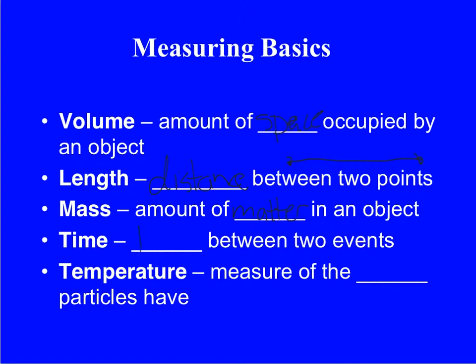Time, well, realistically that is just the time between two events. And then temperature is the measure of the energy that particles have. So particles, like the air around you, is made up of atoms and molecules that are moving very, very fast. While when something is hotter, those molecules are going even faster. When something's cold, those molecules are moving at a slower speed. And when you take the temperature of something, that's what's happening, it is measuring essentially how fast those molecules are traveling.